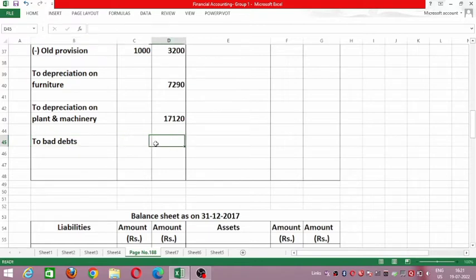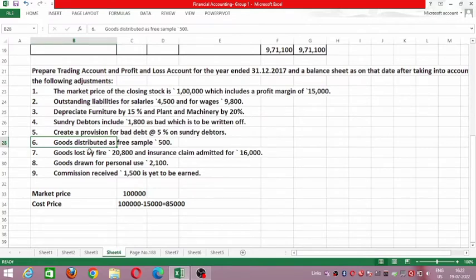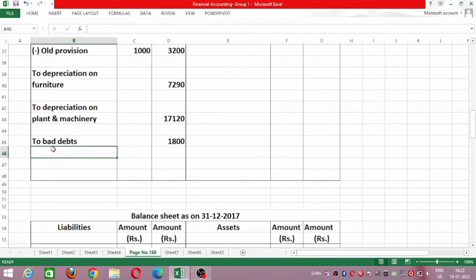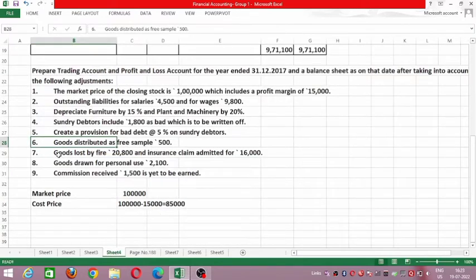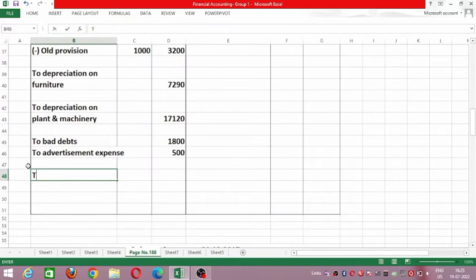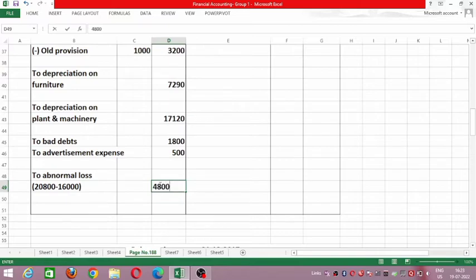Amount is 1,800. Next, goods distributed as free sample 500. This is advertisement expenses. Let us enter it as advertisement expenses 500. Next, goods lost by fire. As I said earlier, the insurance claim and the goods lost by fire, whatever the difference amount is there, that we need to debit to P&L account. To abnormal loss, 20,800 minus 16,000, that is 4,800.